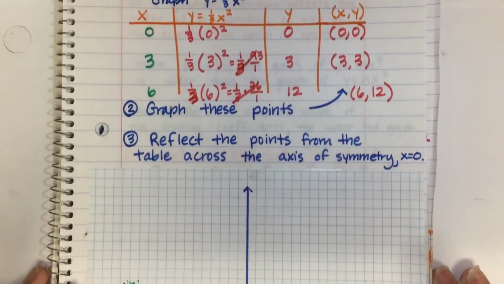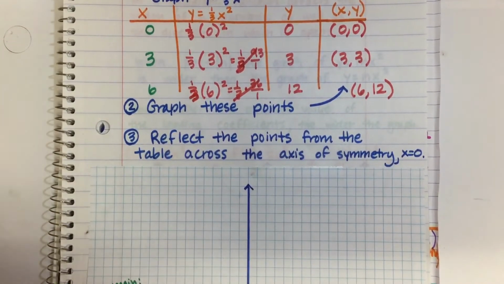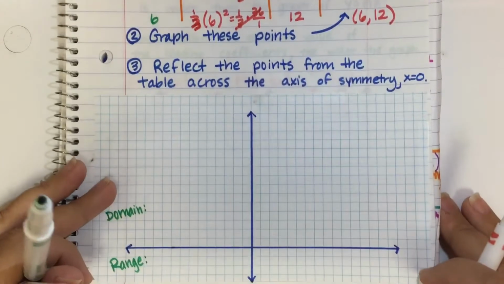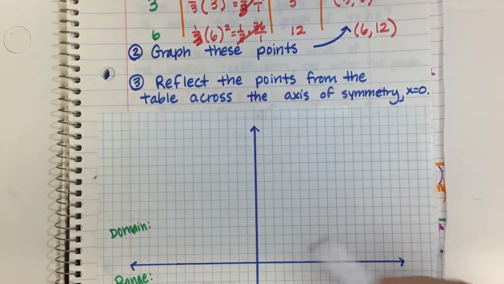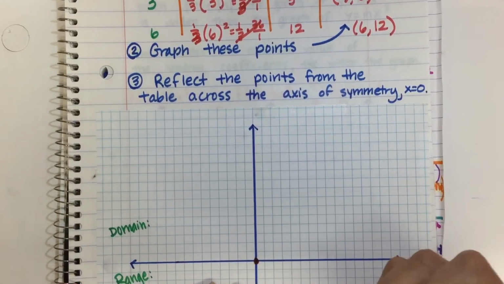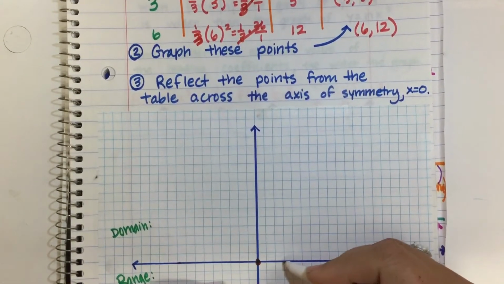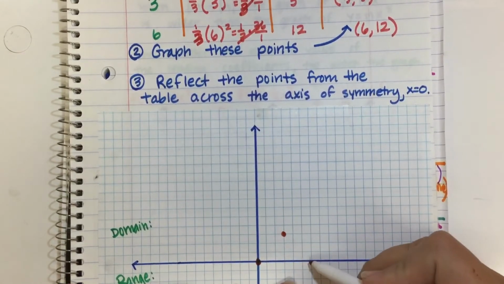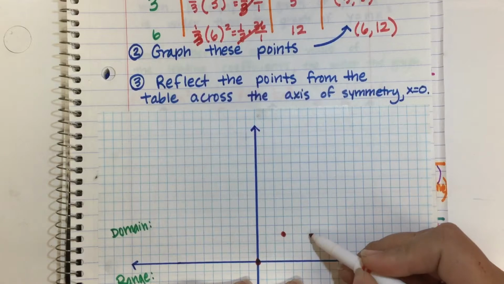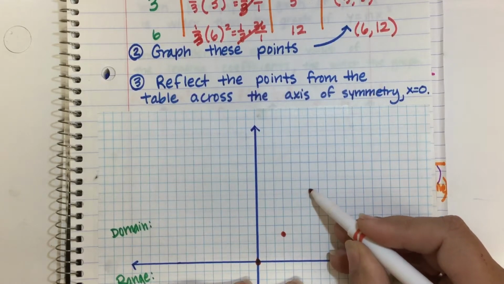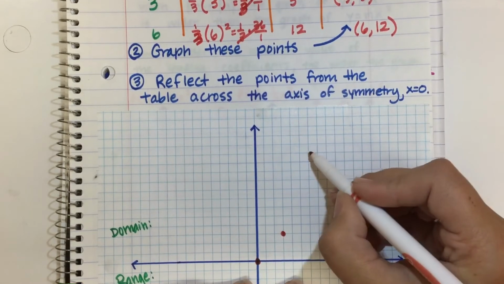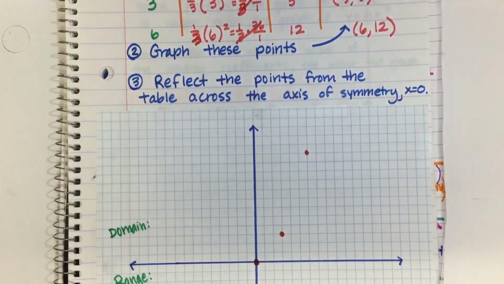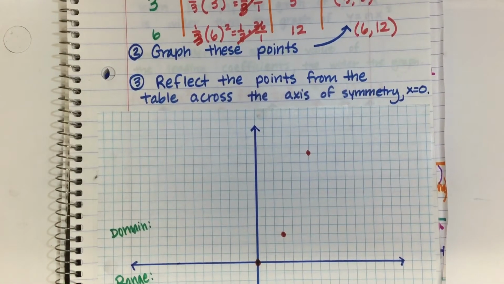Alright, so I'm going to graph those 3 points on the coordinate grid. My first point is 0, 0. My next point is 3, 3, so that means I go right 3 and up 3. And my next point is 6, 12, so I go right 6 and up 3, 4, 5, 6, 7, 8, 9, 12. Okay, so now I have 3 points.